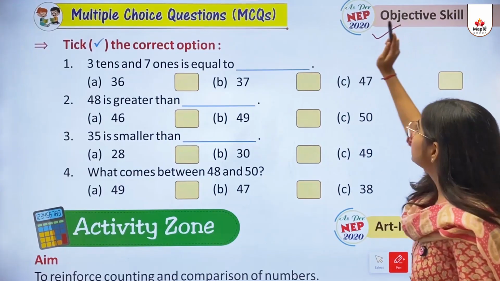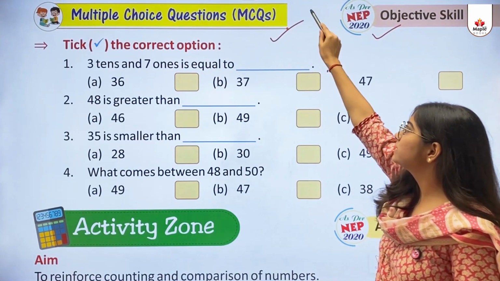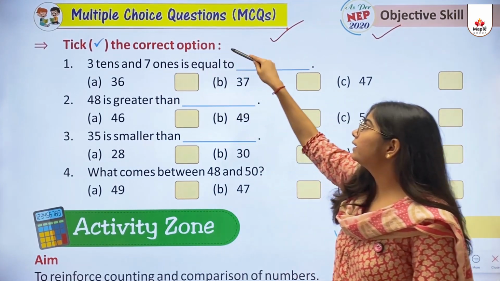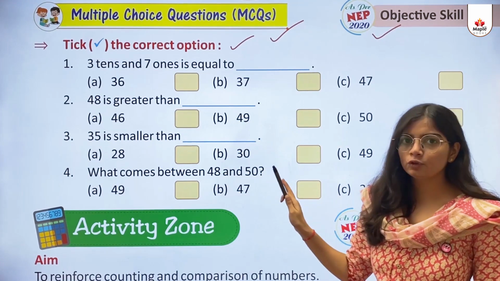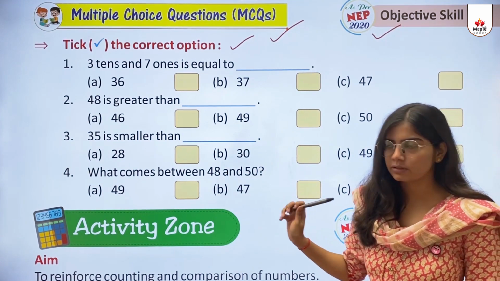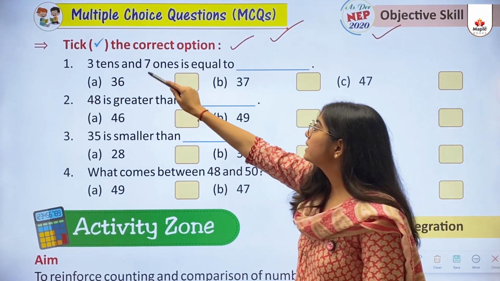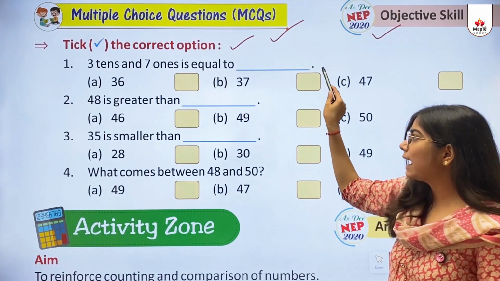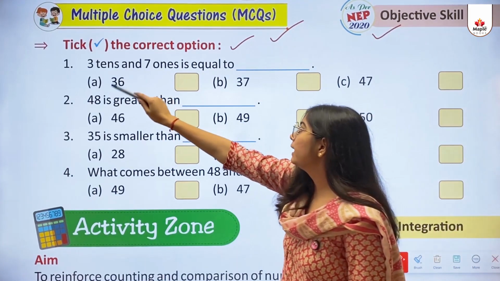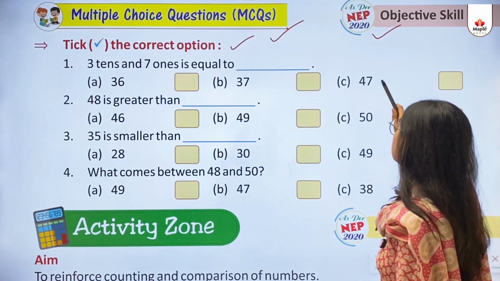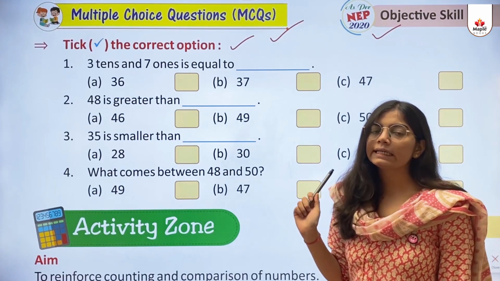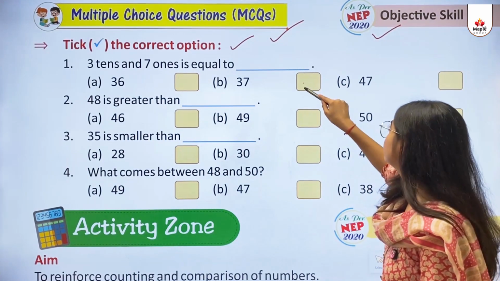Then we have objective skill, multiple choice questions, MCQs. Take the correct option. Now we have to choose the correct option from these. First, 3 tens and 7 ones is equal to dash. We have options A 36, B 37, C 47. The correct answer is 37.